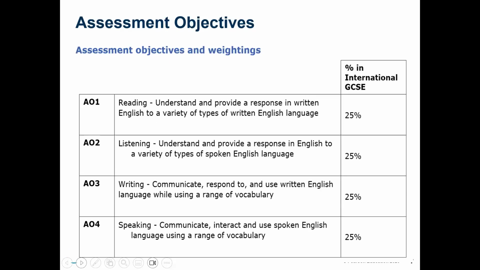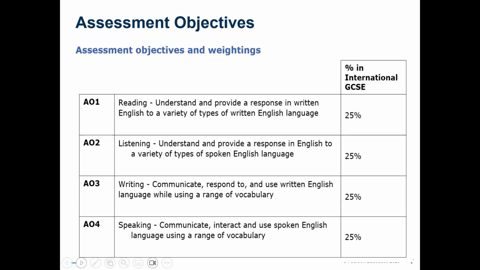There are 4 assessment objectives. Those are the things that are being tested, the skills that are being tested. And of course, each assessment objective is in a separate paper. But assessment objective 1 is reading, that's understanding and providing a response in written English to a variety of types of written English language. Listening is understanding and providing a response in English to a variety of types of spoken English language. Writing is about communicating and responding, and use of written English language when using a range of vocabulary.